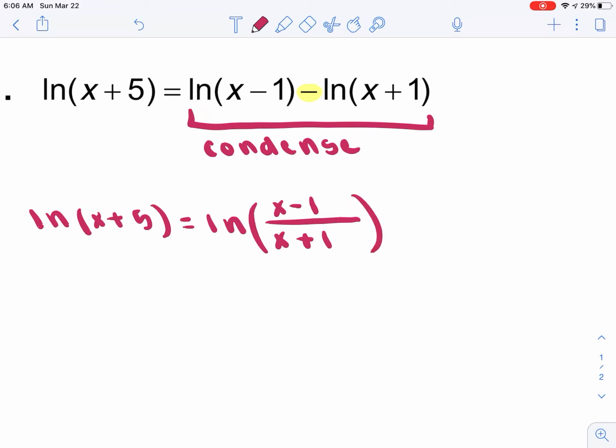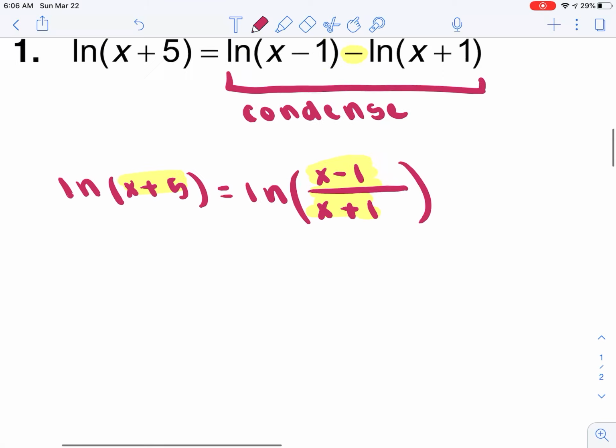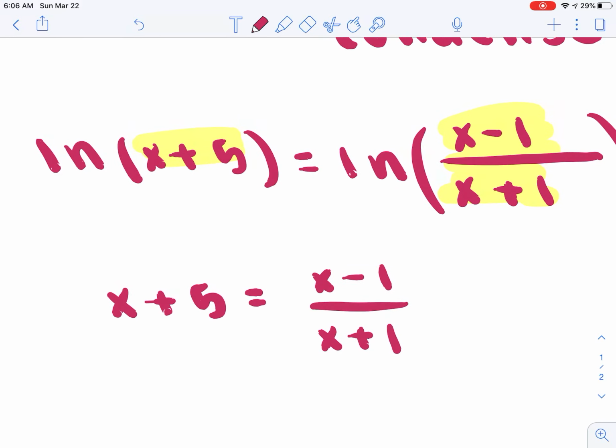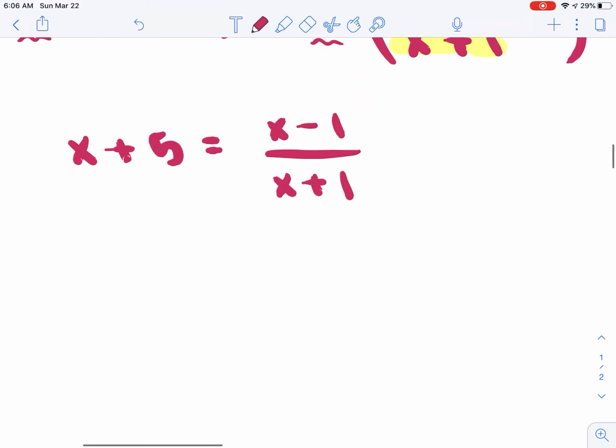Now from here, because we have a log on each side, we can now set these arguments equal to each other. So what we're going to do is we are going to say x plus 5 equals x minus 1 over x plus 1. Again, we can do this because it's just like having the same base with exponential functions. If you have a log here and a log here and they're equal, the arguments have to be equal as well.